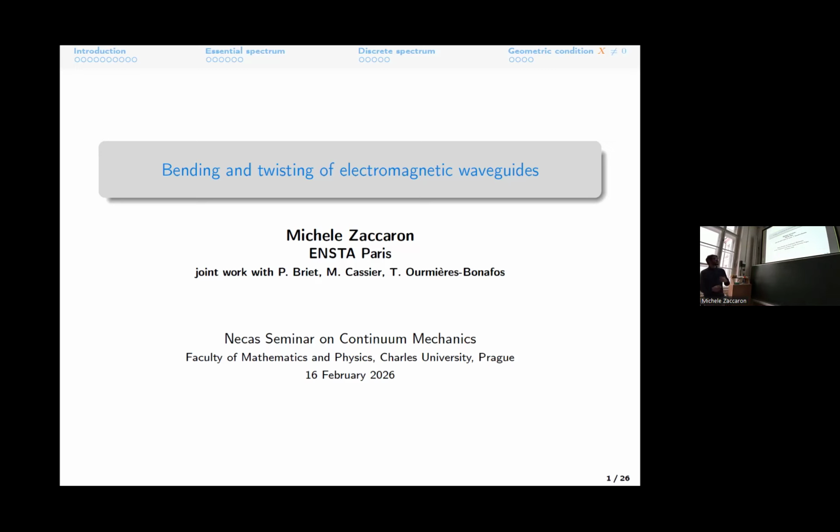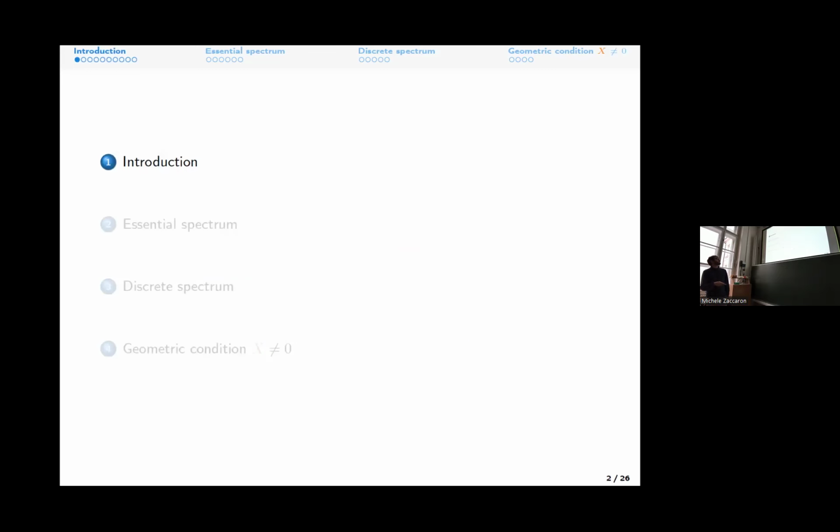So today I will talk indeed about waveguides, and this is my most recent topic, electromagnetic waveguides. So I guess we will deal with Maxwell's equations, and we will perform some geometric deformation of the geometry of such guided structures, and we will see how the geometry influences the spectrum of the Maxwell operator. This is joint work in collaboration with Philippe Brier, Maxence Cassé, and Thomas Bonafos, who are all three from Marseille. And okay, without further ado, let's start.